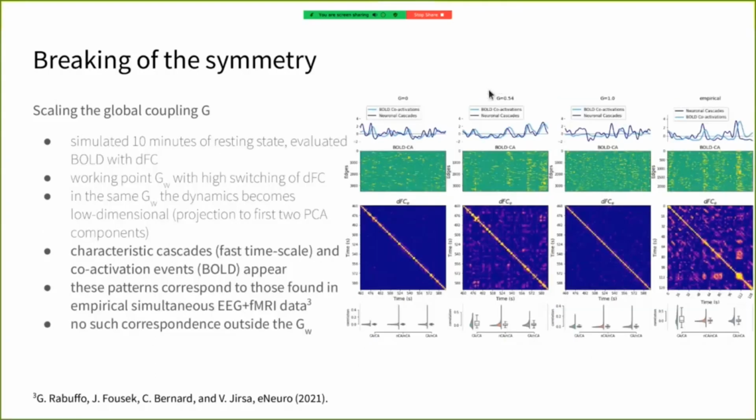As I said, the dynamics in this working point regime is similar to what we find in the empirical data here, and it starts exhibiting these characteristic cascades on a fast time scale, which also corresponds to the coactivation events as measured on the BOLD signals. And we can find exactly the same thing, with these cascades and the BOLD coactivations reflecting the functional connectivity fluctuations, also in the simultaneous EEG and fMRI data.